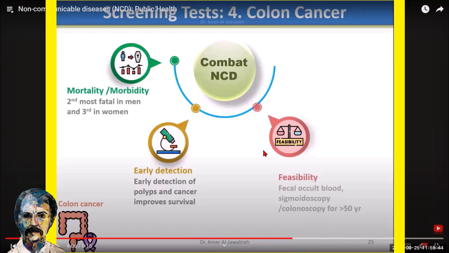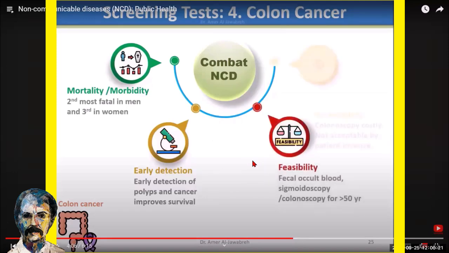When they develop into cancer, they become capillary rich, with lots of veins. Every time there is a peristaltic movement of stool, it touches or scratches the polyps, and the polyps will bleed. At the beginning, the bleeding will not be seen by the naked eye, so you have to test for occult, hidden blood. You should not wait until you can see the blood, because by then it becomes too late. Feasibility: we have a very simple, non-invasive test.